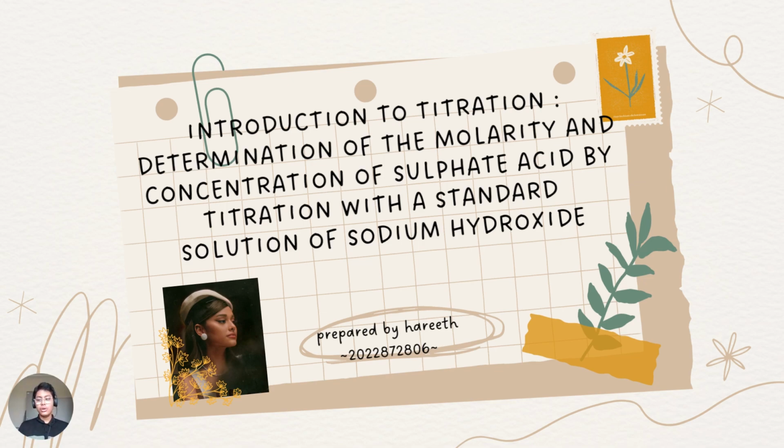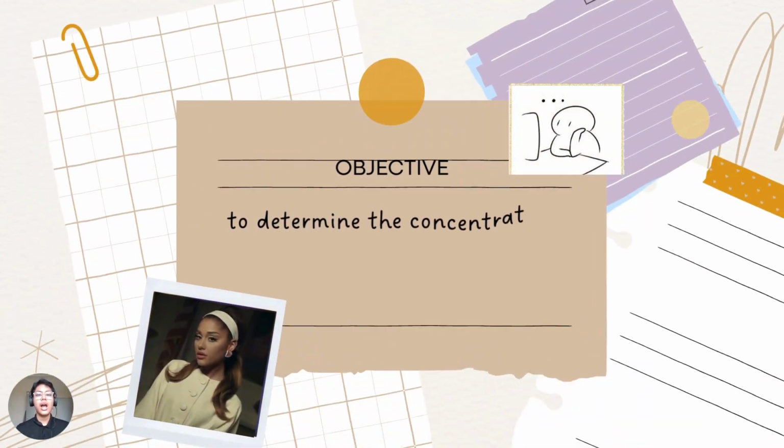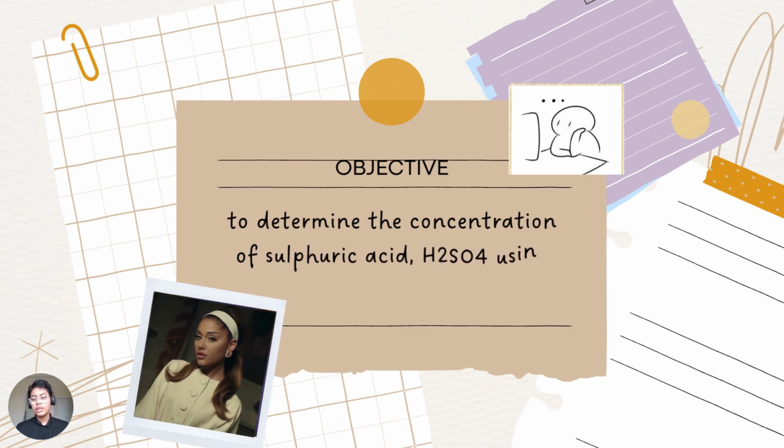First of all, what is titration? Titration is a technique where a solution of known concentration is used to determine the concentration of an unknown solution. Objective. The objective of the experiment is to find out the concentration of sulfuric acid H2SO4 using titration technique. This is the most conventional way to find the concentration of sulfuric acid.